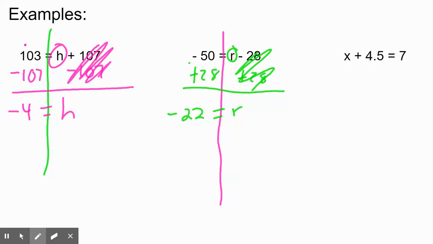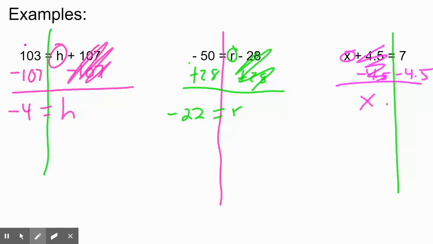All right, and the last one. Decimals do not change the process. So I circle my variable. I see plus 4.5, so I do the opposite, which is subtract. It cancels on the left, so I'm just left over with x. Now, before I even subtract, since I have a decimal, I need to add my decimal, add my 0. And I get x equals 2.5.